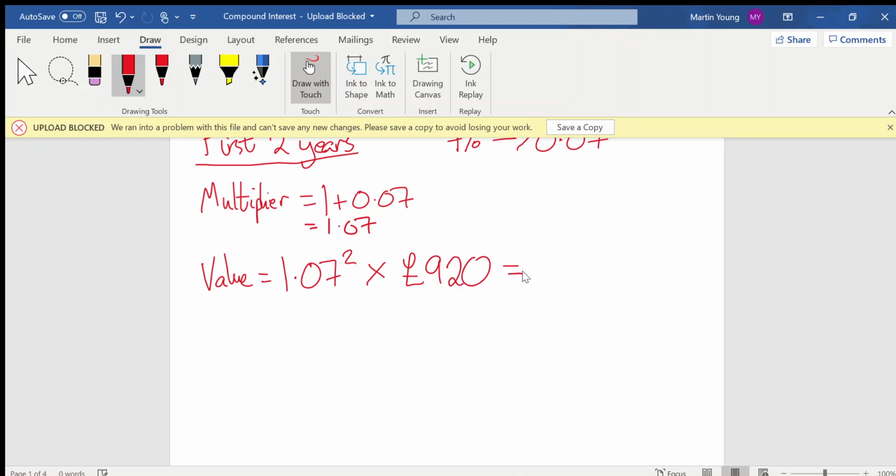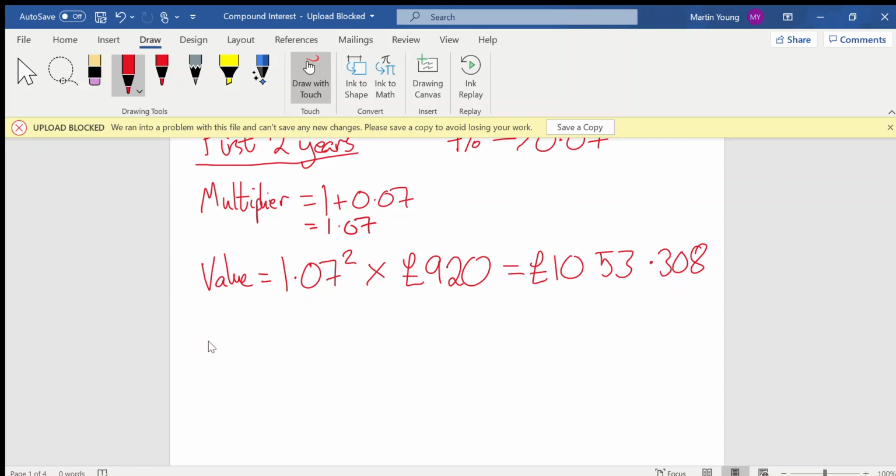Calculator, do the sum. 1.07 squared equals. If you've got a scientific calculator you should have the square button on it. If not, you would do 1.07 times 1.07, get an answer, and then times by 920. So I'm getting, for this first bit, 1053.308. Now what I'm going to do is just keep that answer. I'm not going to round it just now, because if you remember it says to round at the end. So we might as well just keep it like that. If you rounded it, what you would normally do is round it to 2 decimal places because it's money. But I'm just going to keep it the same just now.